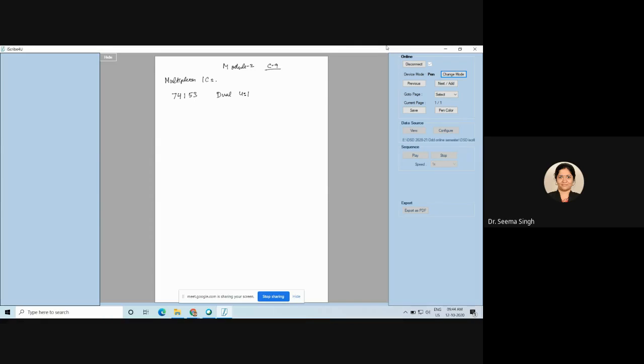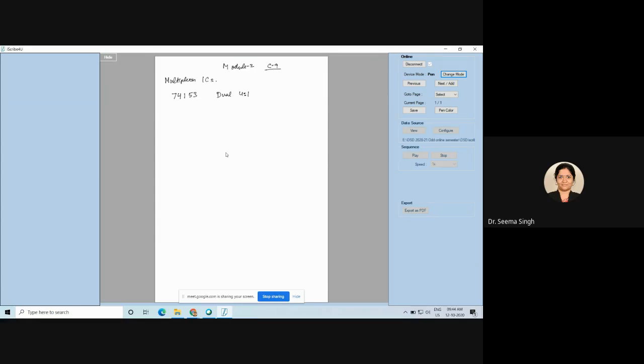Next, we have 741. What is the first IC's full name? 74153. Are you able to see my screen? On the screen I have written 74153.